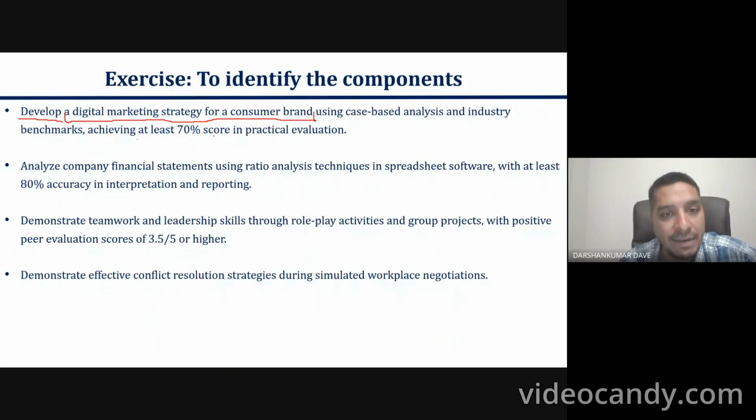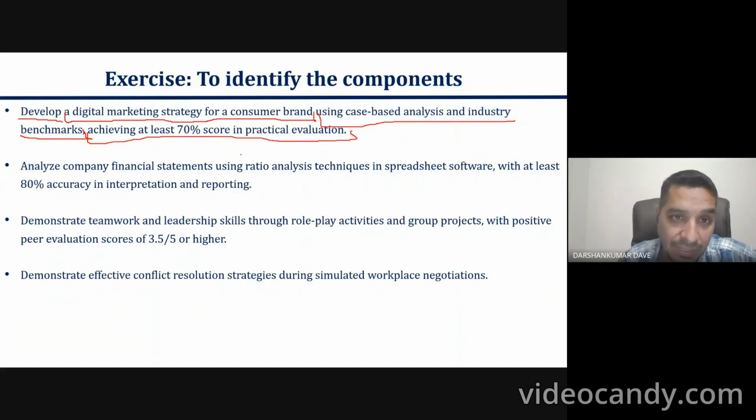The context is he will be able to do this using case-based analysis and industry benchmarks. That is the context. How he will do this, right? And what is the success ratio? If he scores 70%, or more than 70%, the outcome will be considered as attained, or the success will be considered as achieved, right? So this is the first outcome statement. Do you guys agree? Anyone have any opposition or any other argument for this?